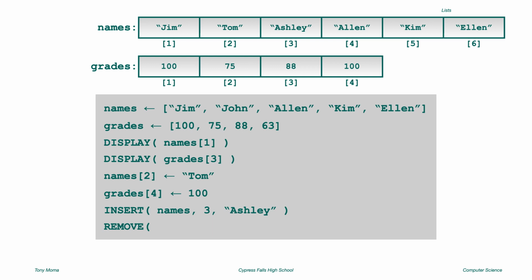And inside the parentheses for the remove command, I'm going to need two pieces of information. I'm going to need the list that I'm removing from and the index that I want removed from the list. Here we're asking to remove the value at index 2 of the names list. In other words, we want Tom removed from the names list.